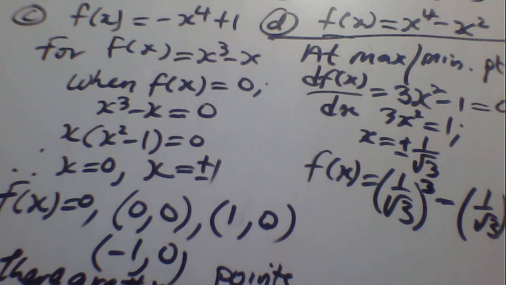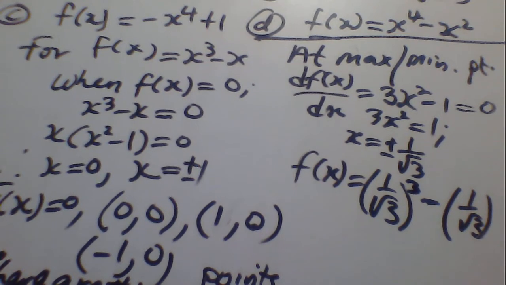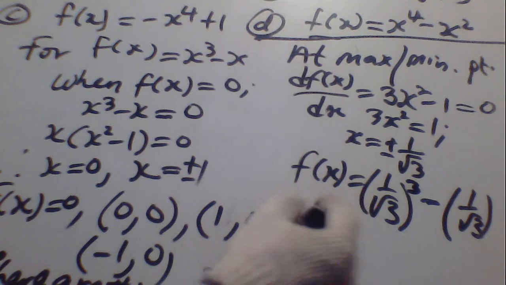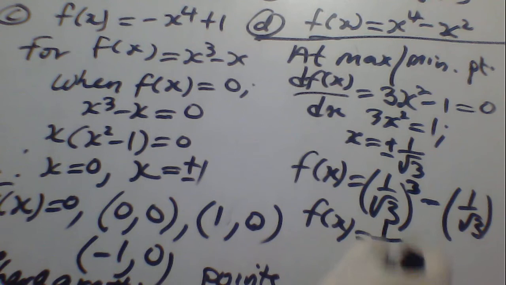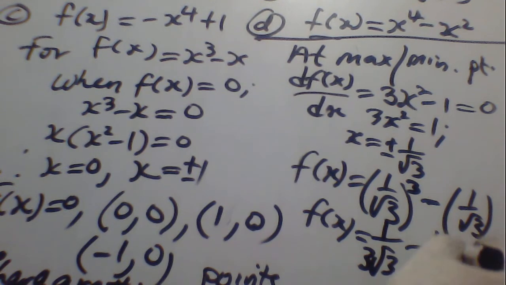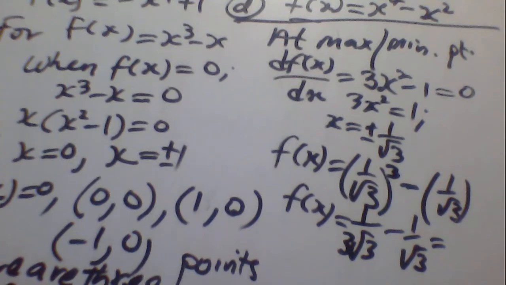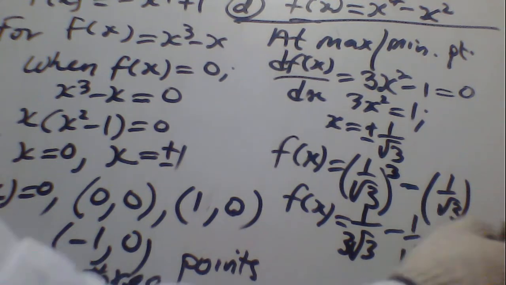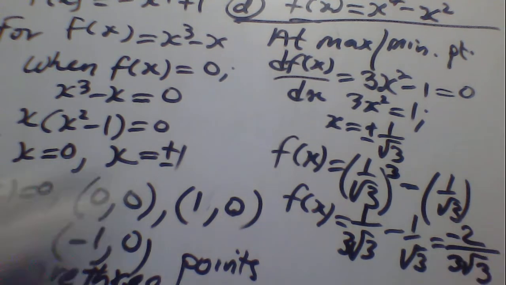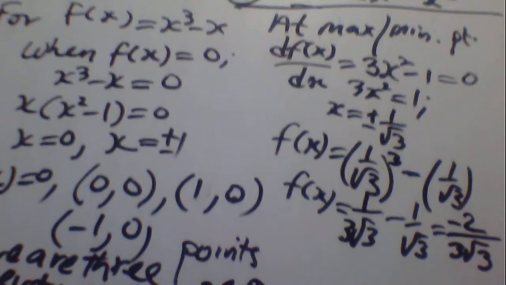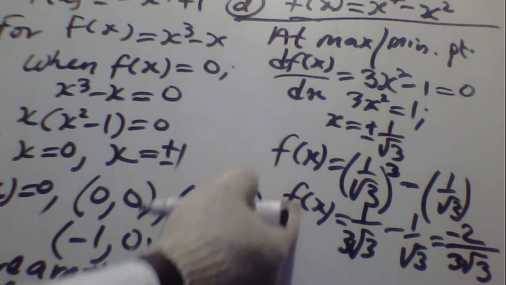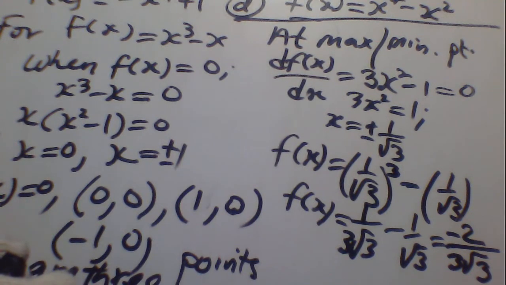You can always pause the video, go through what we did. If you have any question, ask, and I will clear the air for you. So here we have f of x, because it's odd, this will give us 1 over 3 root 3 minus 1 over root 3. Are you seeing it? So do the simplification. If you subtract, you arrive at minus 2 over 3 root 3. So when x is 1 over root 3, the function is minus 2 over 3 root 3.